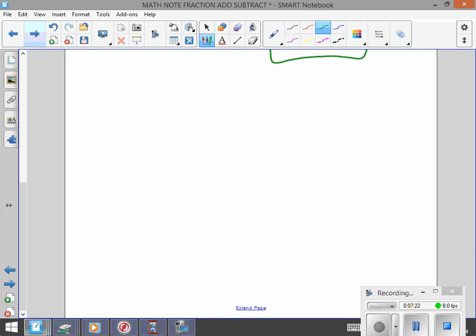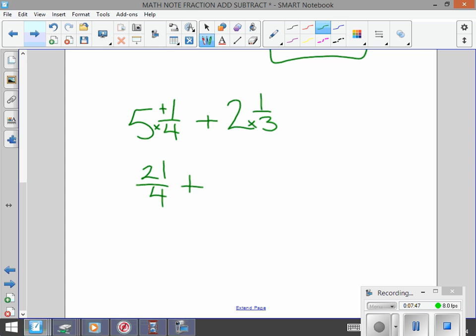I'll do another addition and a couple of subtractions. So I'll do 5 1/4 plus 2 1/3. Now in this case, I can tell you right off the bat, the denominators won't go into each other. We're going to have to do something a little different. So anyhow, no problem. 4 times 5 is 20, plus 1 is 21 over 4. And 3 times 2 plus 1 is 7 over 3. So there's our two fractions that we're going to be doing, but we need a common denominator. We can't add them as it is.